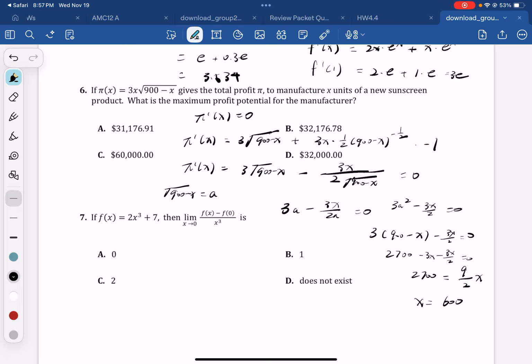And we plug 600 into P of x. P of 600 equals 1800 times the square root of 300. Apply the calculator. The answer is 31176.91. So the answer is A.